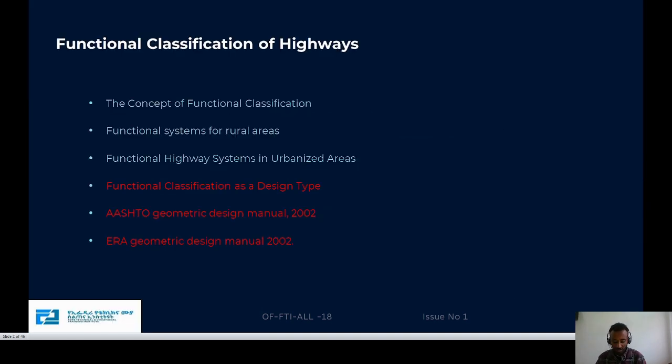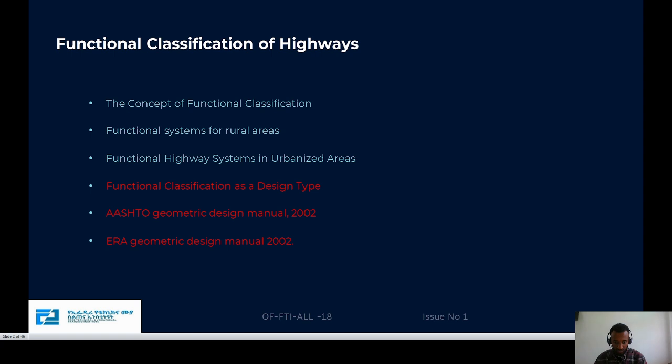In the previous videos we have dealt with the concepts of the functional classification. Not all roads should be built to the same standard. For example, expressways and gravel roads have different standards. So this is a very important part of classification. The highway is very important, and the concepts are related to the purpose of the roads.